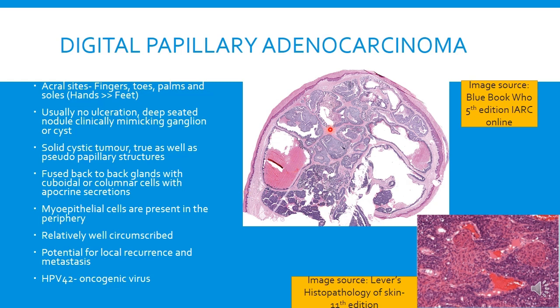There are fused back-to-back glands with cuboidal or columnar cells with apocrine secretions. Myoepithelial cells may be present in the periphery, and these are usually relatively well circumscribed. If you look closely, there are these areas of squamoid differentiation and entrapped ducts in between, which is a marker of eccrine tumor. And these tumors have potential for local recurrence and metastasis, and it is associated with human papilloma virus 42, which is a non-oncogenic virus.